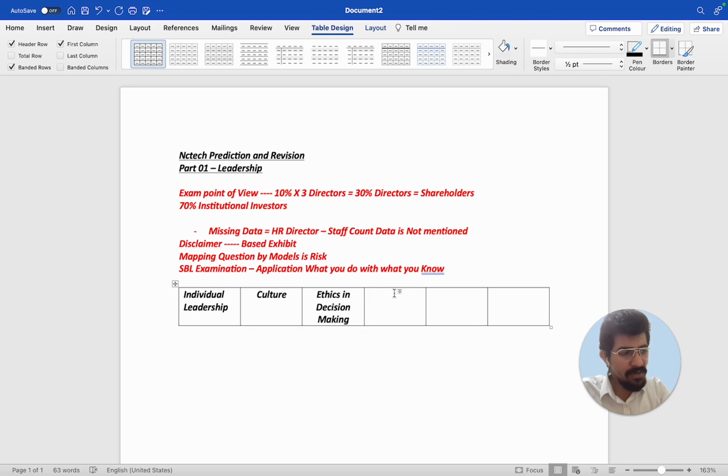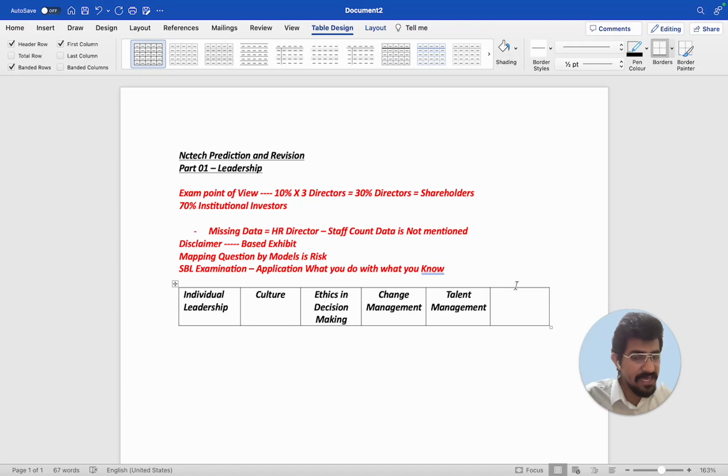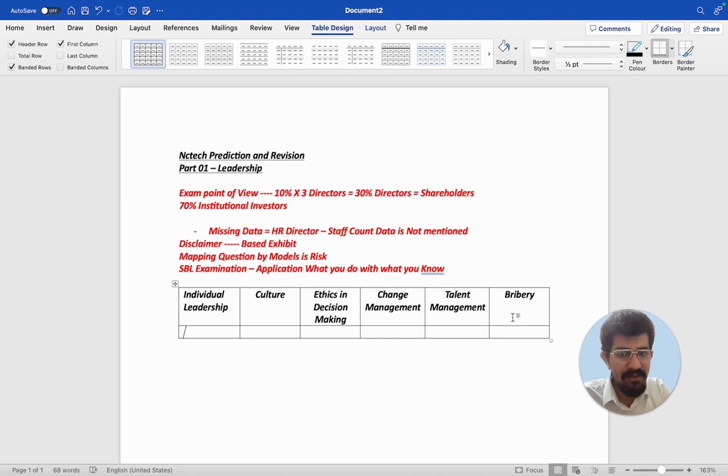And then we have change management, that is one more factor. Then talent management, because that is again another factor to be considered: in our technical industry, we need talent in case there is a change in the leadership. And the final thing is bribery. We may not know what will come in the examination, and don't memorize this, but bribery is generally there in the examination. So just keep that in mind. These are the main focus areas of this leadership topic.